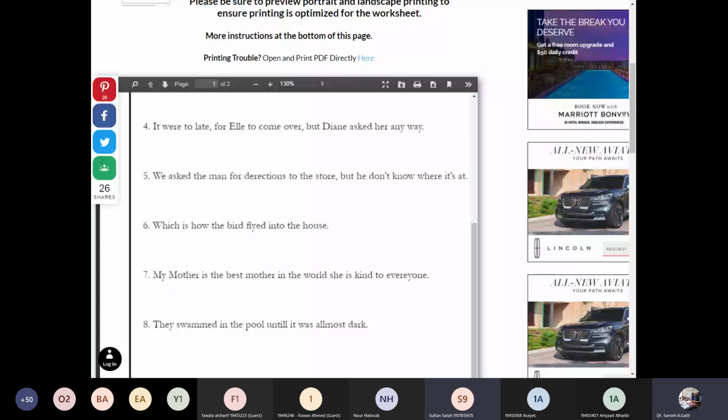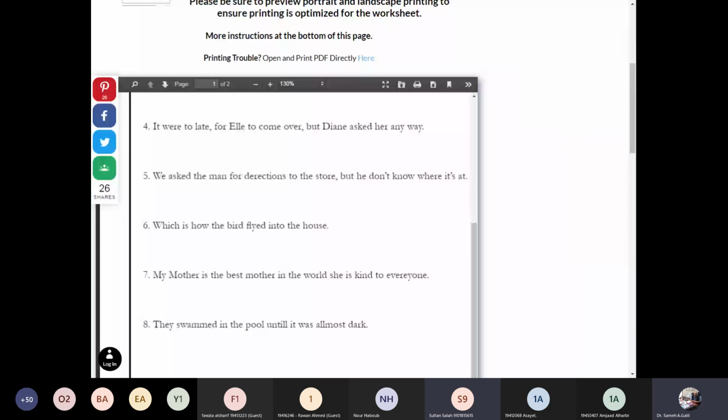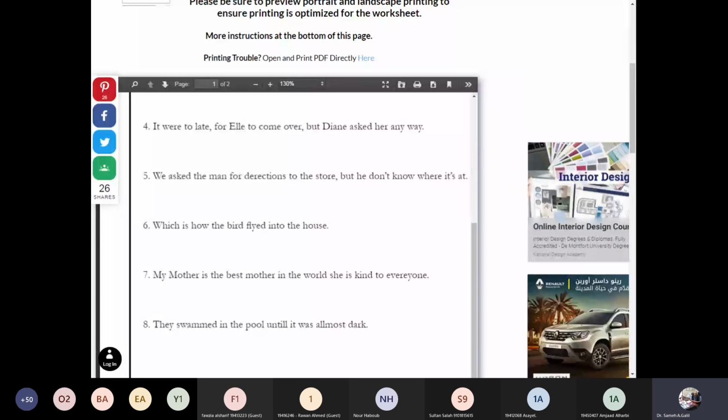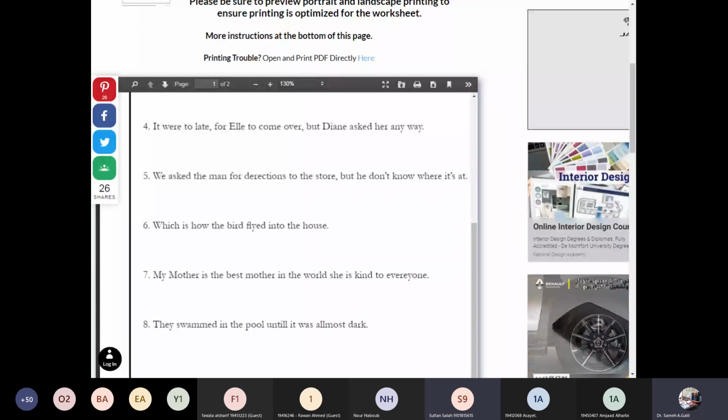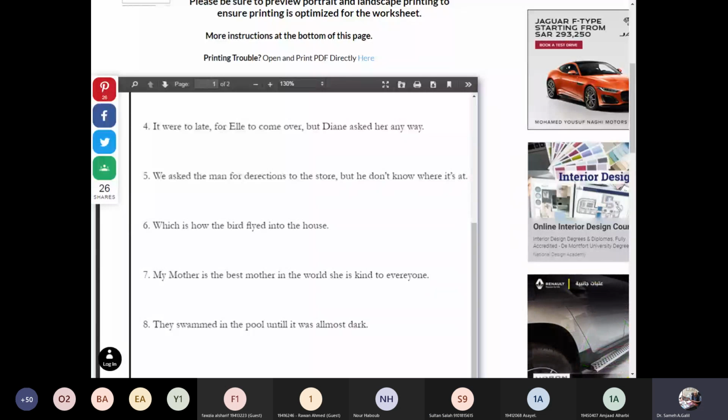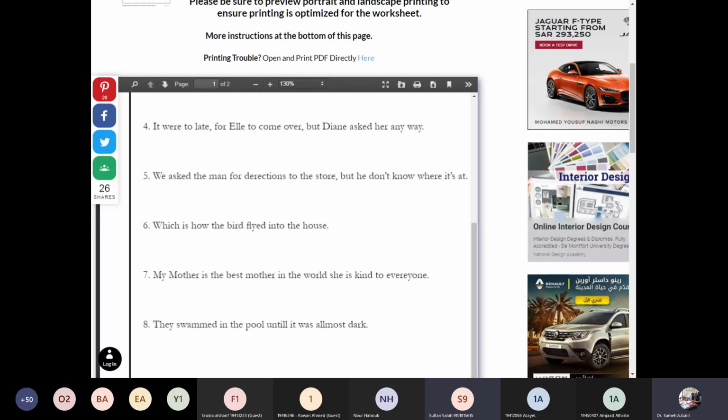Sultan wanted to perhaps volunteer something in 4. Go ahead, Sultan. It's way too late for Ellie to come over, but Diane asked her anyway. Okay, so where are the errors? Can you read it in a correct way? Let's go back to the first part of the sentence. It were too late. So we're going to keep it as is? Are you not going to change anything? No, doctor. It is right. It was. So was, not were. And anything else?